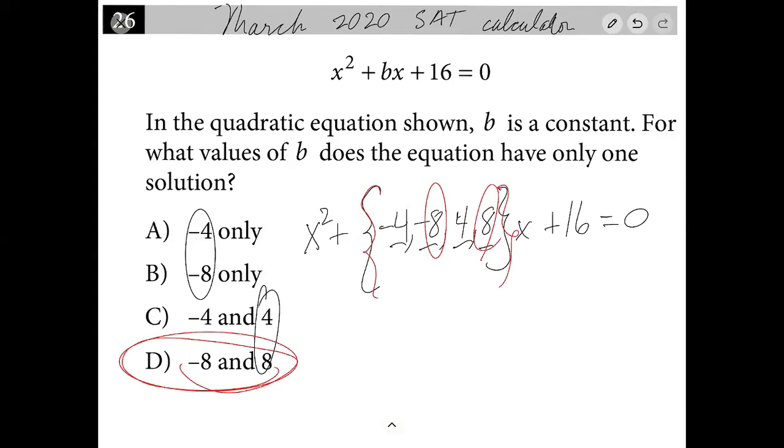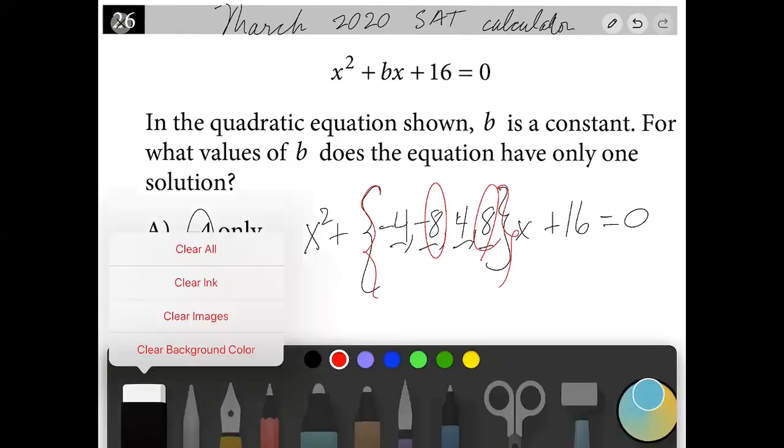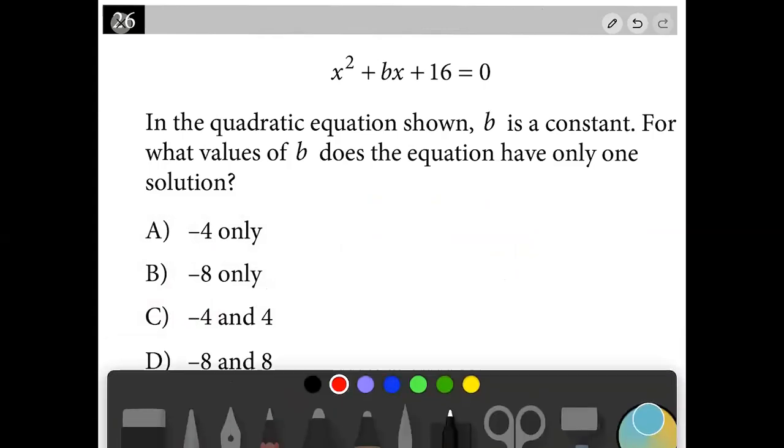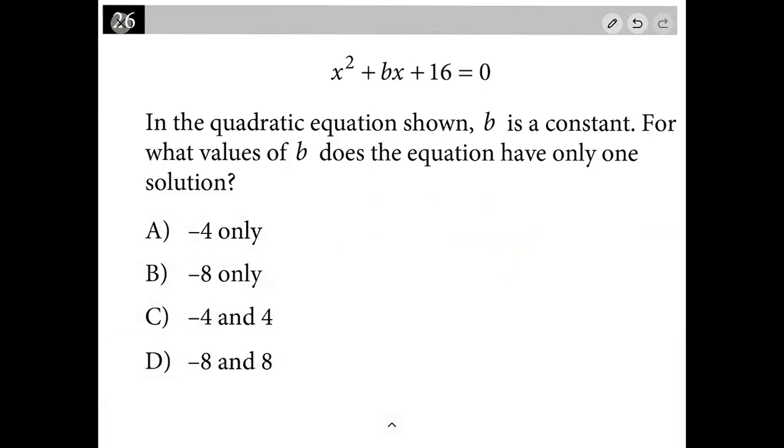Now, I am going to show you how you can do this algebraically, okay? And it's going to involve using the quadratic formula. In particular, it's going to involve using the discriminant of the quadratic formula. So it's going to be the part under the square root, b squared minus 4ac, all right? And remember, the standard form of the quadratic is going to be ax squared plus bx plus c equals 0, okay?